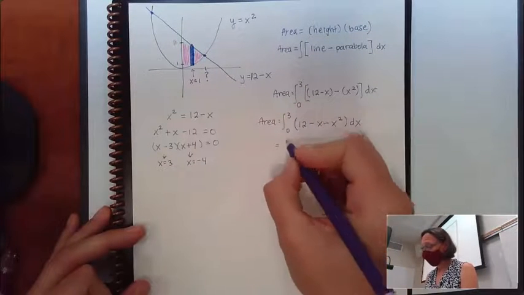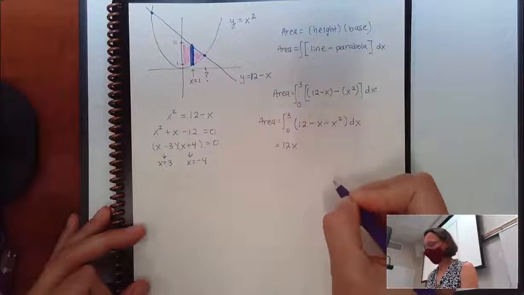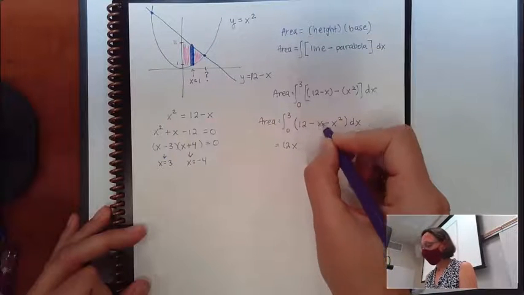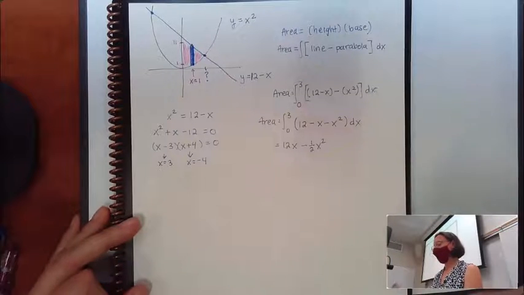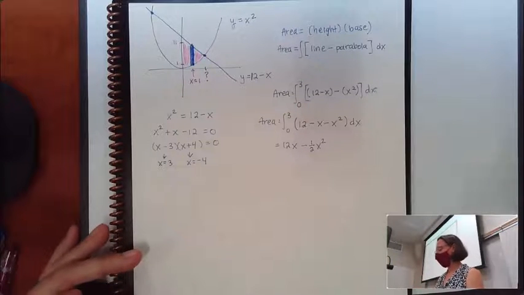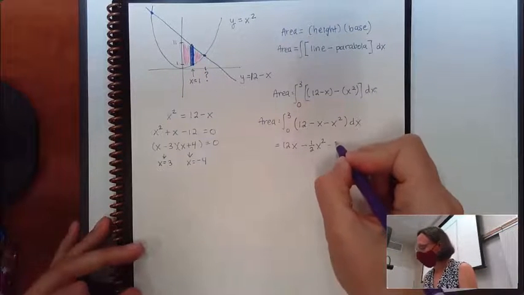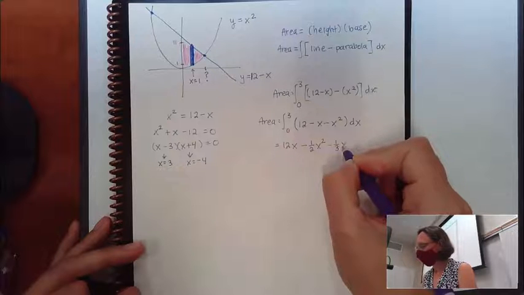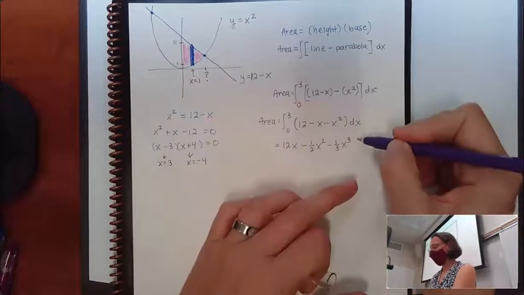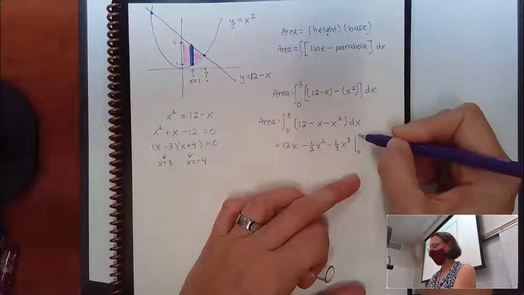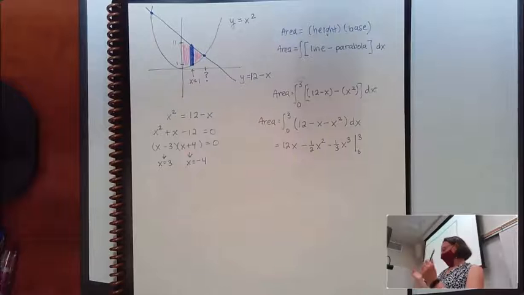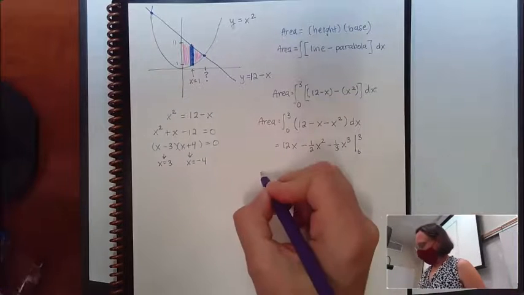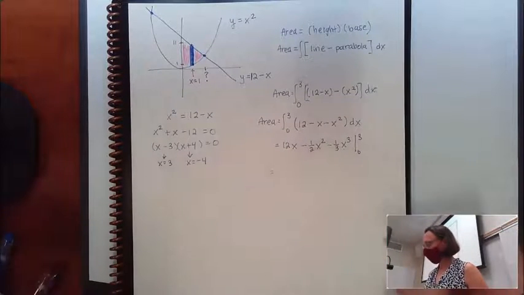When I integrate 12, I get 12 times x. When I integrate x, I'm going to have 1/2 x squared. Again, just following that, add 1 to the exponent, divide by the new exponent. This will be a 1/3 x to the 3rd. And then we're evaluating that from 0 to 3. These problems tend to get a little numerically messy, but I wouldn't simplify. I would just plug stuff in.